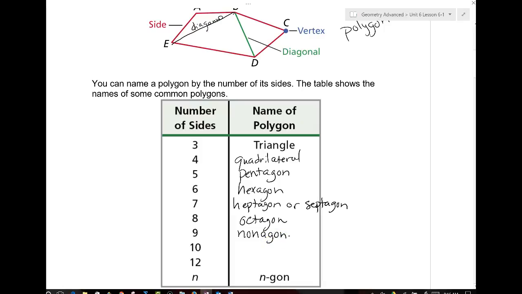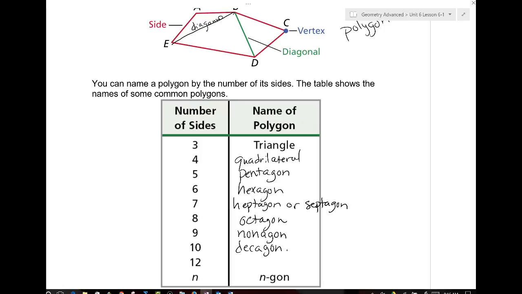10, close, pretty close, decagon. Still the stars, still the deci, D-E-C. Yep. All right, notice if you skip 11, there's a fancy name for it. You'll never use it, okay? You'll just never use it. A 12 would be a dodecagon, right?